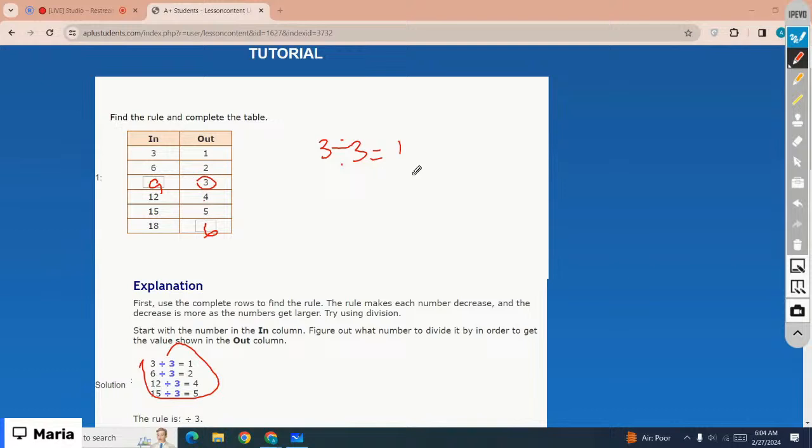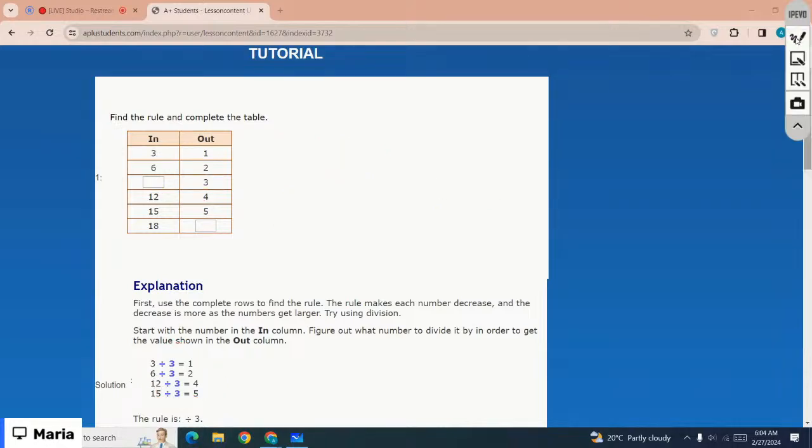So this is the rule you need to find. The rule is you have to divide each input value by 3 to get the output value. That is actually the rule, right? So whenever you have to work on the input output table, the input output values always have a relationship. You need to find that relationship to find the rule, right? That's how input output values are related.